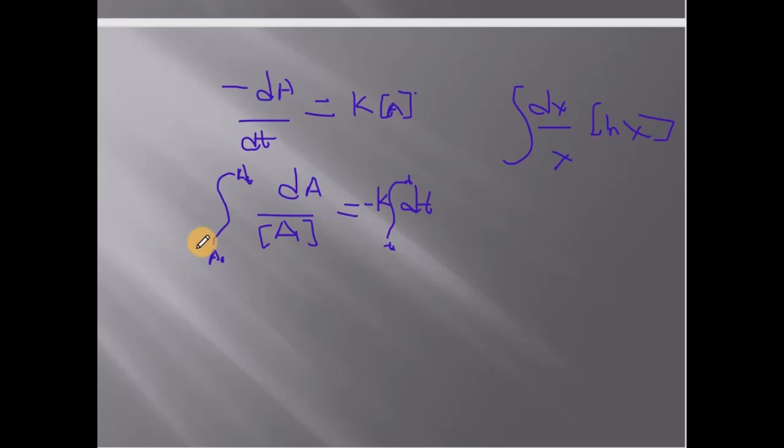So if you want to find the integration of A as the concentration drops from A naught to At, then the integration value becomes what? Ln of At minus ln of what? Natural logarithm of A naught. And that one gives us what? As we said earlier, the integration will cancel differentiation, so you get minus kt.